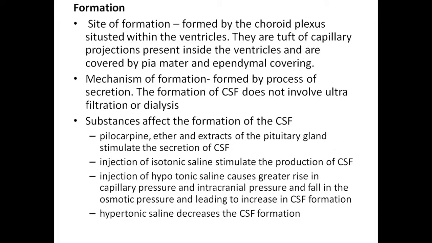Substances that affect the formation of CSF include pilocarpine. Either the extracts of the pituitary gland stimulate the secretion of CSF. Injection of isotonic saline stimulates production of CSF. Injection of hypotonic saline causes a greater rise in capillary pressure and intracranial pressure and a fall in osmotic pressure, leading to an increase in CSF formation. Hypertonic saline decreases the CSF formation.